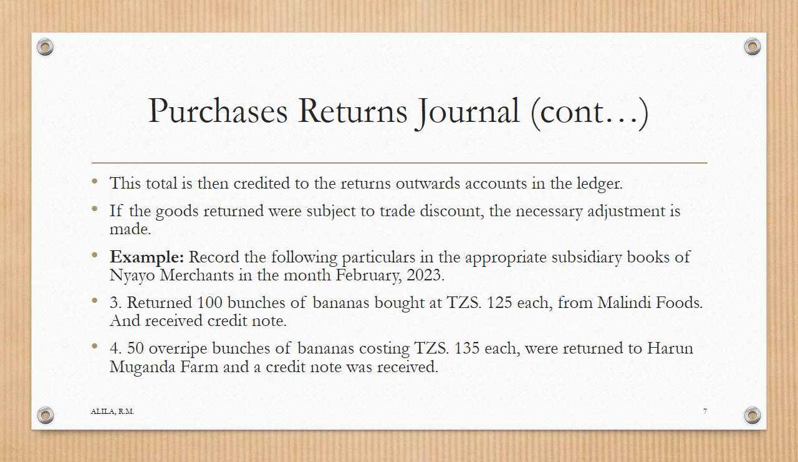For example, record the following particulars in the appropriate subsidiary book of Nyayo Merchant in the month of February 2023. Nyayo Merchant returned on 3 February 100 bunches of banana bought at 125 each from Malindi Food, and they received a credit note. And on 4th, 50 overripe bunches of banana costing 135 each were returned to Harun Muganda Farm, and the credit note was received.